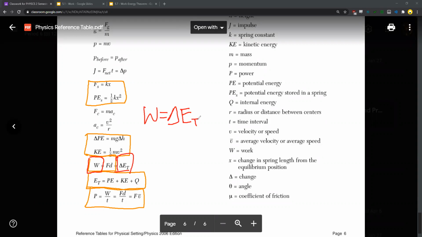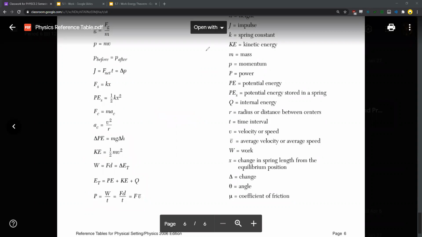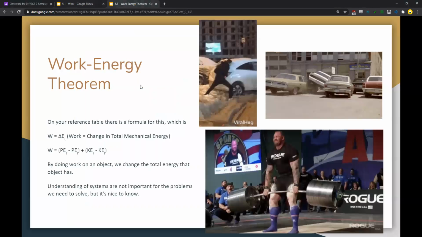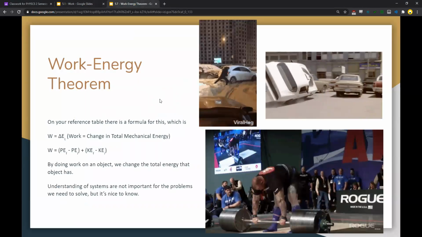So what is this, right? This is called the work energy theorem, and it's one of the most important concepts in physics. Work is equal to delta ET. Well, let's talk about what that is. What is delta ET?